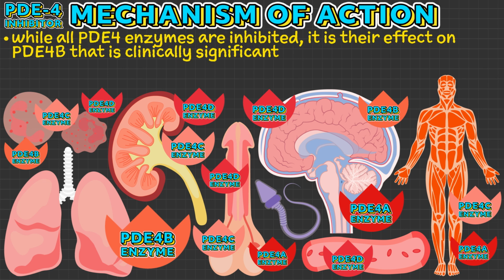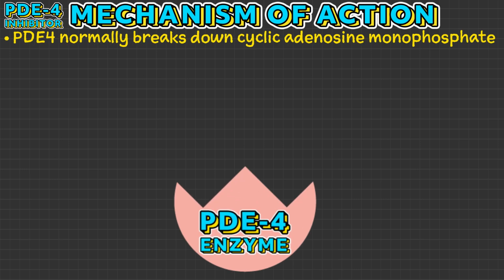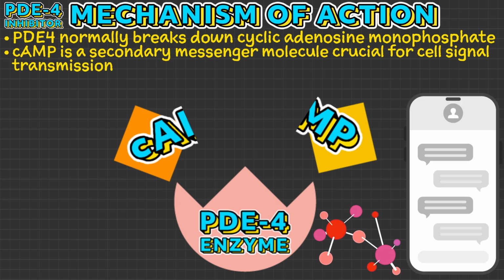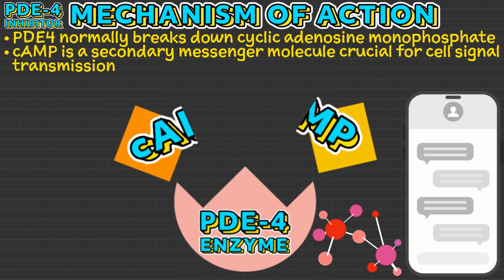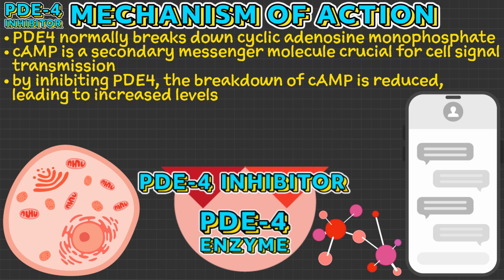While all 4 PDE4 enzymes are inhibited by PDE4 inhibitors, it is their effect on PDE4B that is clinically significant. PDE4 normally breaks down cyclic adenosine monophosphate, or cAMP, a secondary messenger molecule crucial for cell signal transmission. By inhibiting PDE4, the breakdown of cAMP is reduced, leading to increased levels.